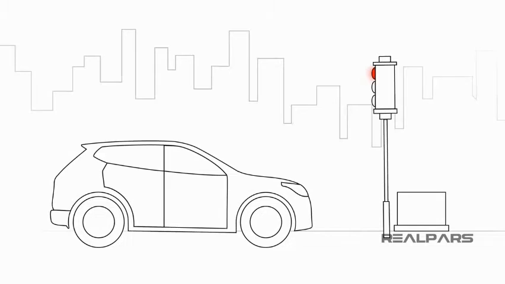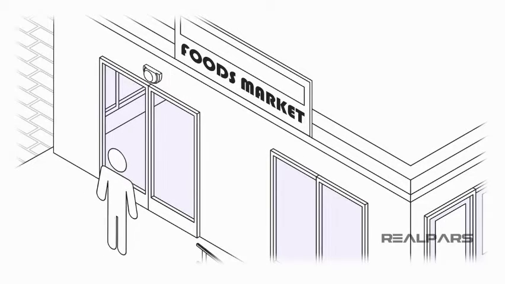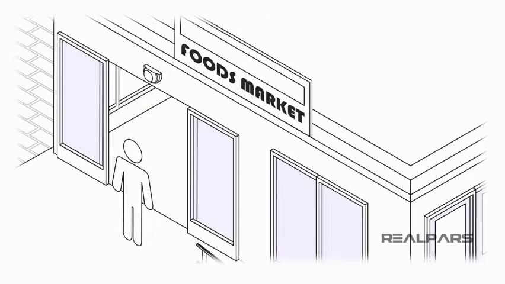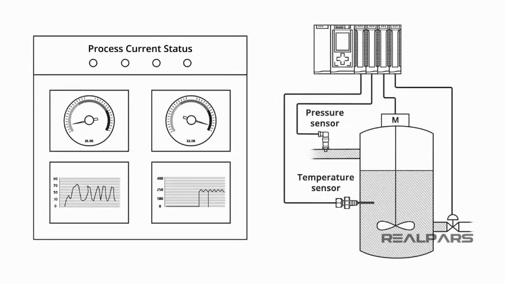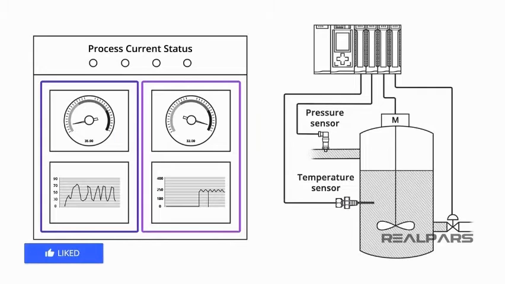For example, as you drive to work, the traffic lights at an intersection are controlled by sensors embedded in the road. These sensors detect your arrival at the intersection. As you approach the grocery store, the door automatically opens because of a sensor. In your plant, the batch process temperature and pressure are displayed and controlled as a result of output from sensors.